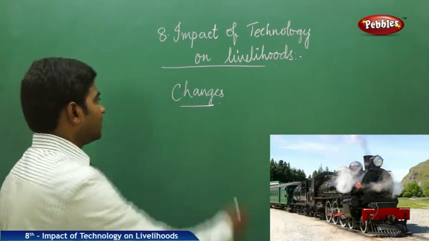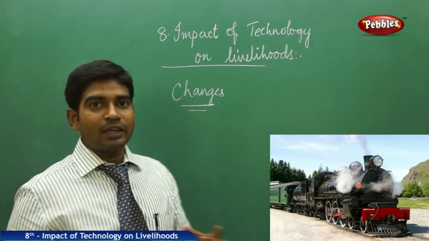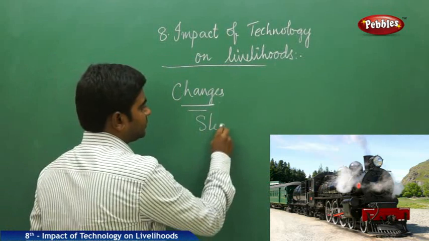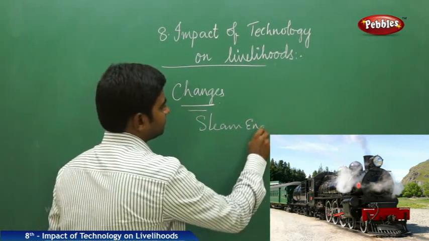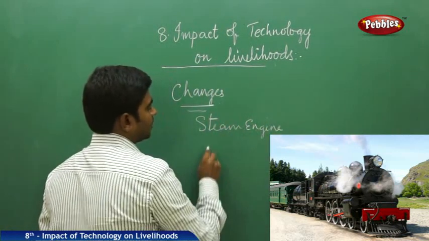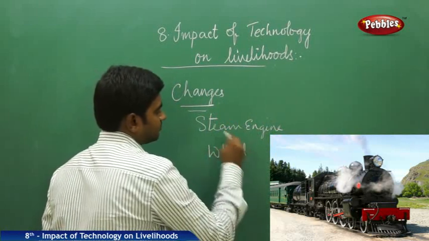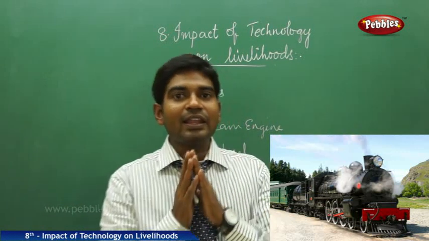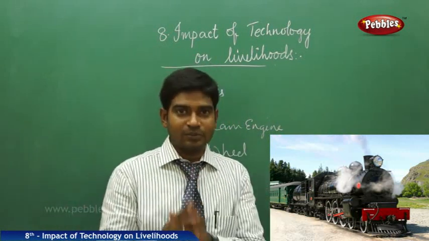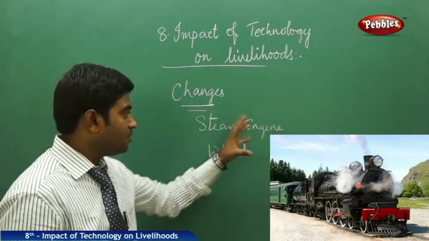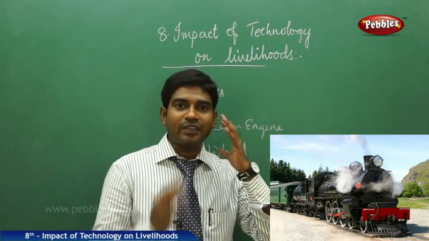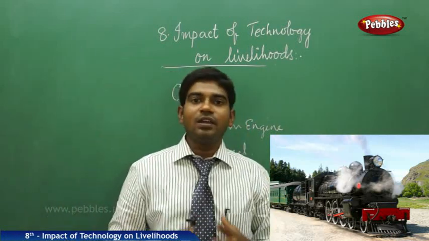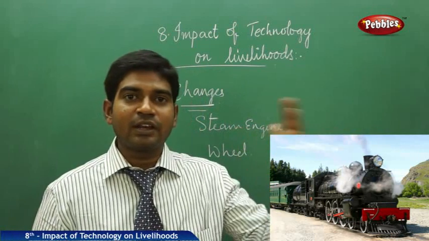The changes which are coming, for example, the invention of the steam engine, the wheel. These are some of the major advancements which have changed the entire scenario of life. If you take the steam engine, its invention has brought radical changes in the transport system. The transport system is directly linked with the advantages of the industrial revolution.